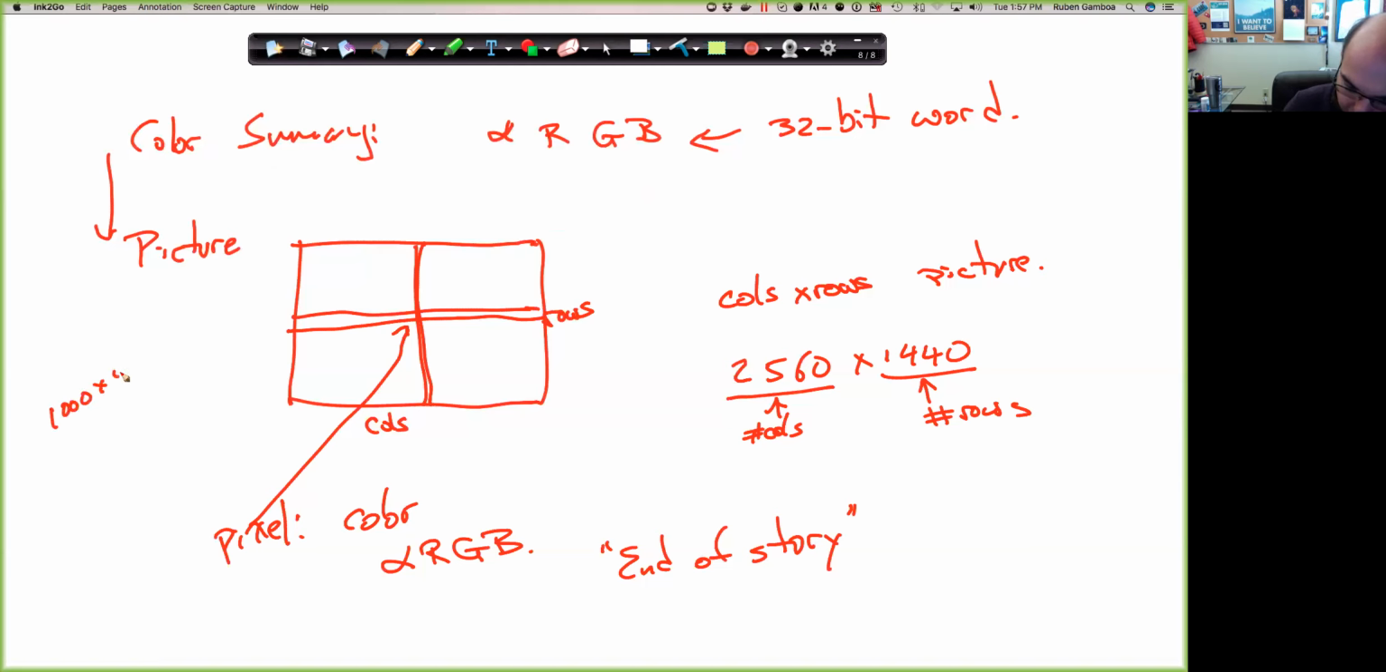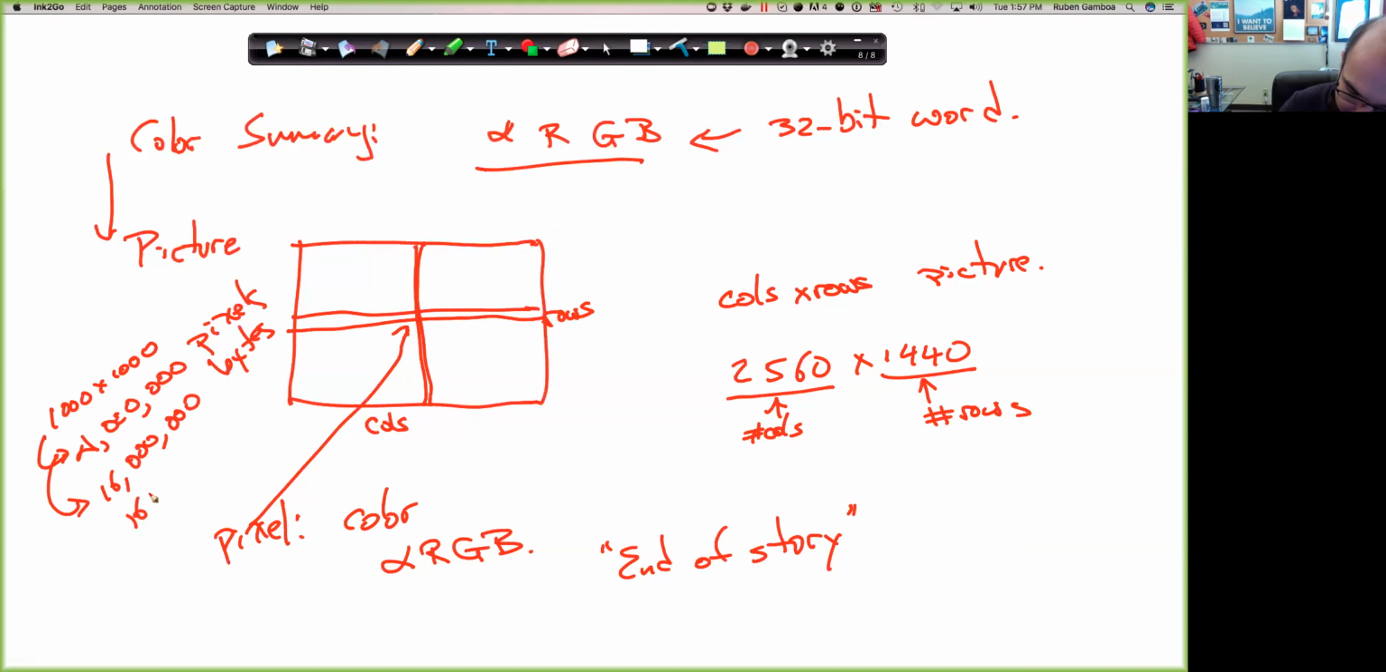If I had a picture that's 1,000 by 1,000, that would end up being 4 million pixels. And because I have these 32 bits, it would end up being 16 million bytes. That's what we call 16 megs. 16 megs for a single picture, that's a lot, and you simply don't want to store that much. Eventually you run out of memory.